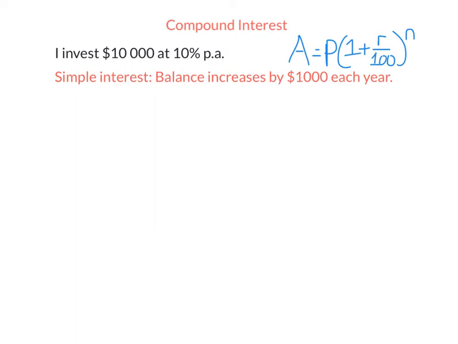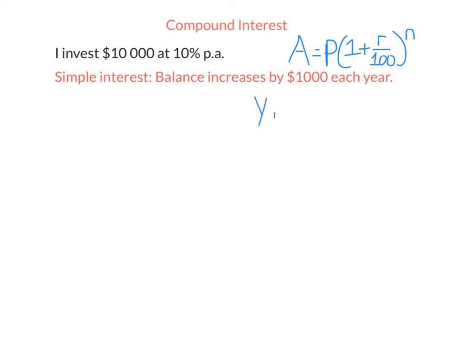What was happening in the previous examples with simple interest, this would mean my balance, the amount I have, would go up by 1,000 each year. So I'd have 11,000 after 1 year, 12,000 after 2 years, 13,000 after 3 years, and so on. But with compound interest, it's going to get bigger quicker.